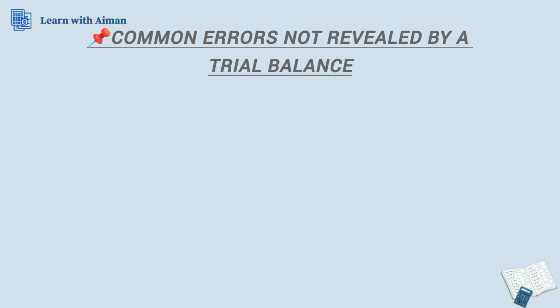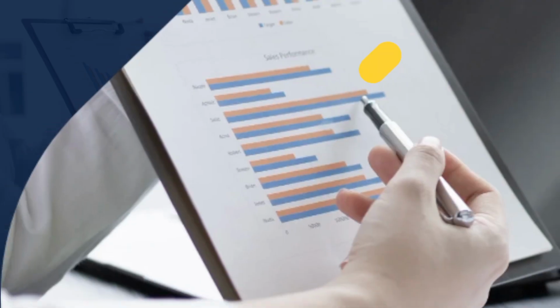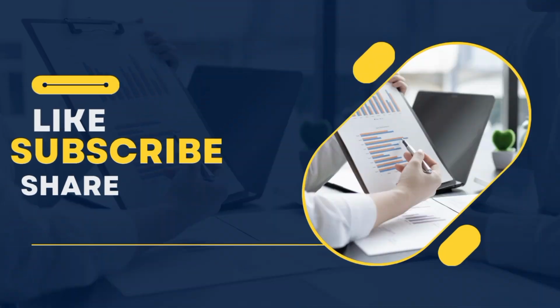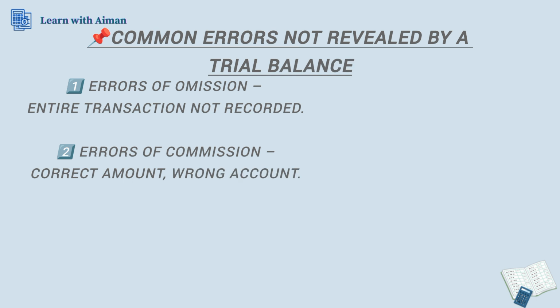Common errors not revealed by a trial balance. Errors that do not affect the trial balance: error of omission, errors of commission, error of principle, and compensating errors. Number 1, error of omission: entire transactions not recorded. Error of commission: in this type of error, the correct amount is recorded but in the wrong account. Errors of principle.